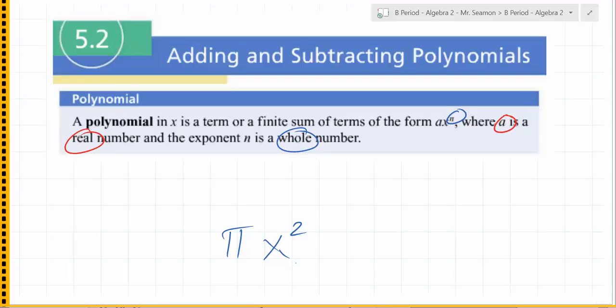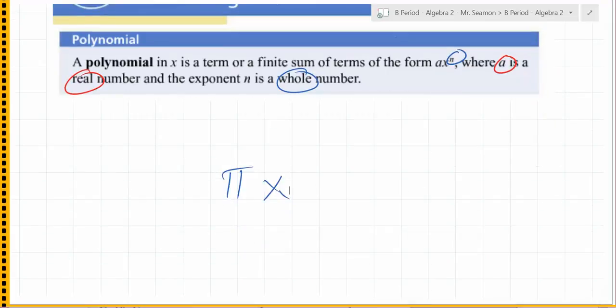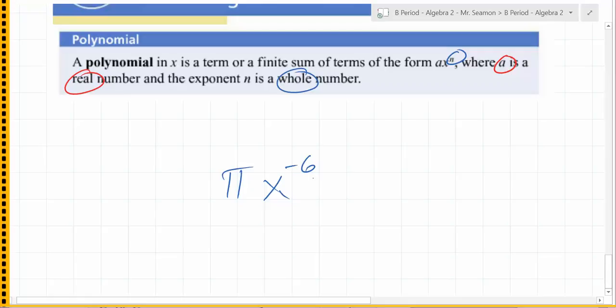Can you give me a number that's not whole that might be close to being a whole number? 7/8. Sure, that's not a whole number. What's another example of something that's not a whole number? -6. That's not a whole number because whole numbers have to be what? Positive. Is that correct? Do you remember that first week? Whole numbers have to be positive. Is that correct? No? So can we have a negative exponent?